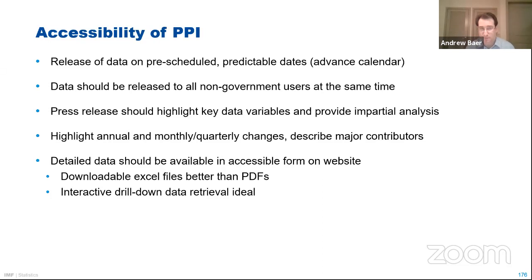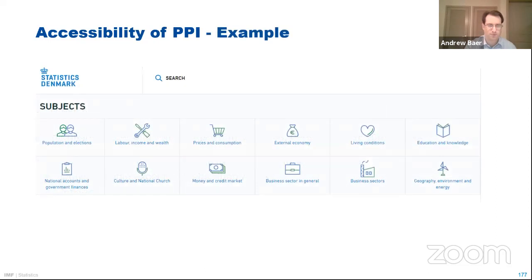Downloadable Excel files are better than PDFs because we can manipulate the data and use it for analysis purposes. I was able to download the Excel data for all of your PPIs, so that was great. That was extremely useful, and it was easy for me to do. So, like I said, I think you're already meeting best standards in these respects.